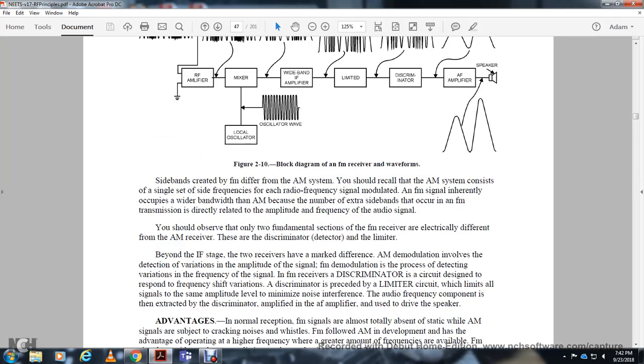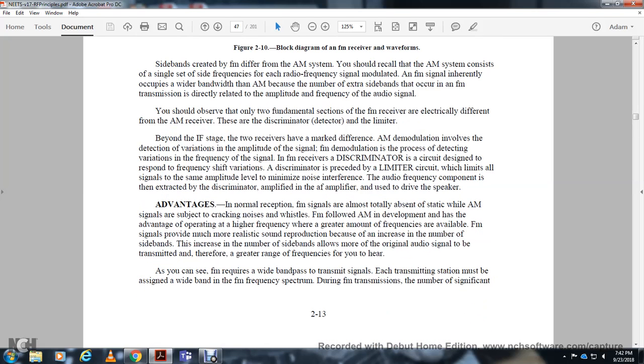Now, the sidebands created with frequency modulation differ from the amplitude modulator system. You should recall the amplitude modulation system gives a single set of sidebands, one on each side of the radio frequency carrier. In the frequency modulated signal, the number of extra sidebands is greater than in the transmission of the amplitude modulated signal.